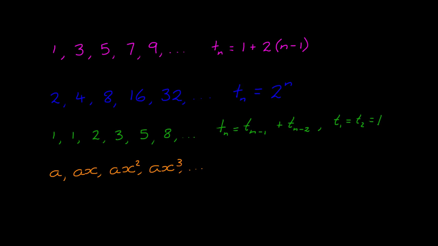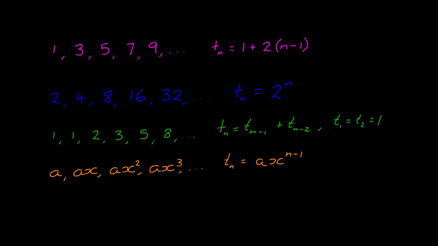And in the final case, we're back to something a little bit more easy again. Each term is a times x to the power of n minus 1. So for the first term, it's a times x to the power of 0, which is just a, and then a times x, and then a times x squared, and then a times x cubed.